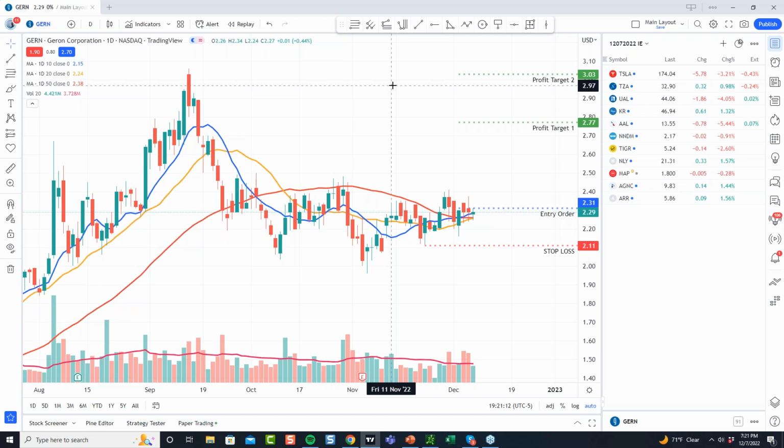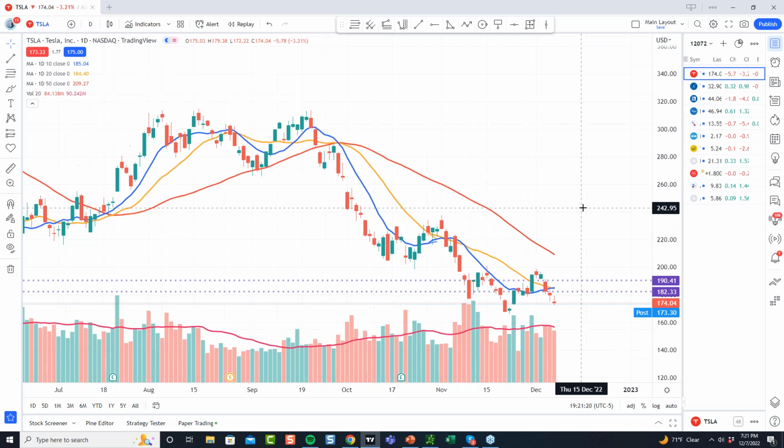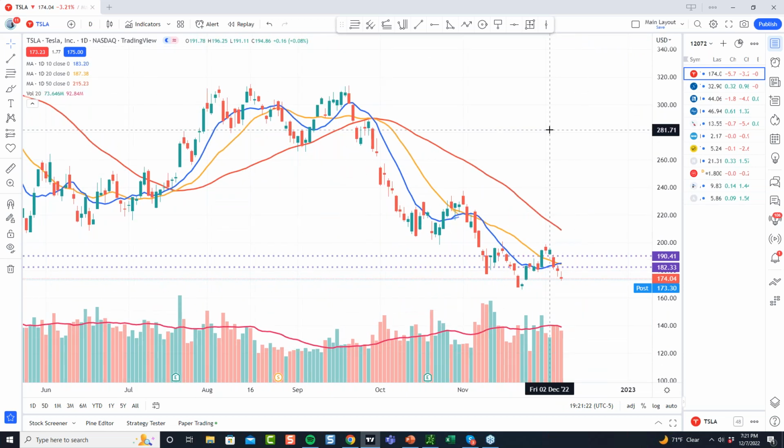So what we're going to do is start with Tesla. Now remember, the main course on the menu today is identifying momentum.